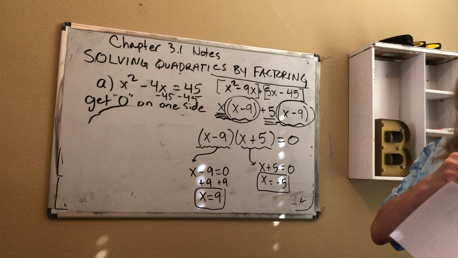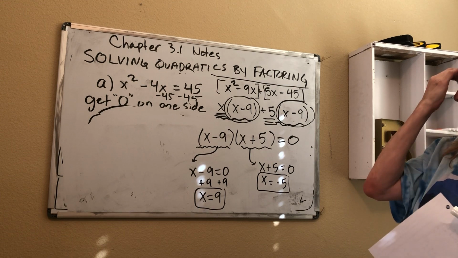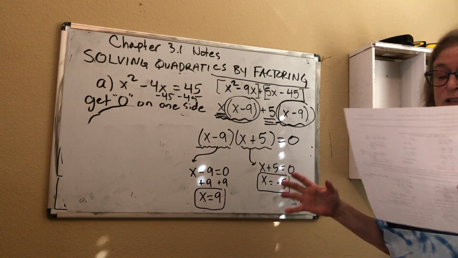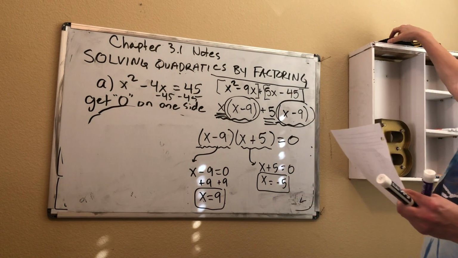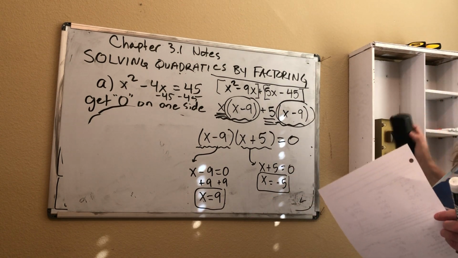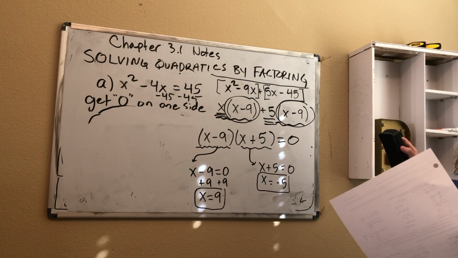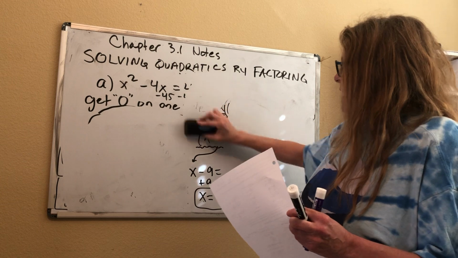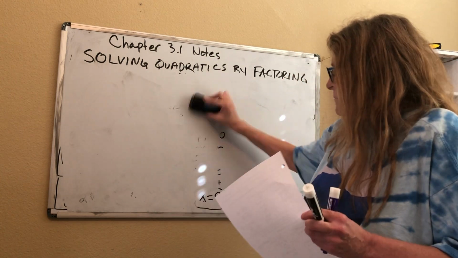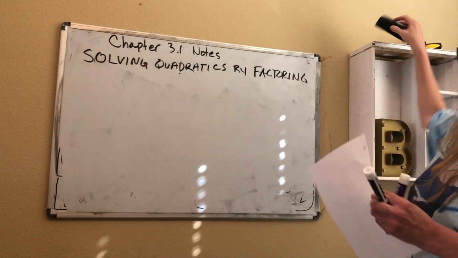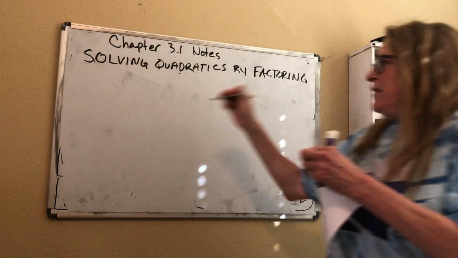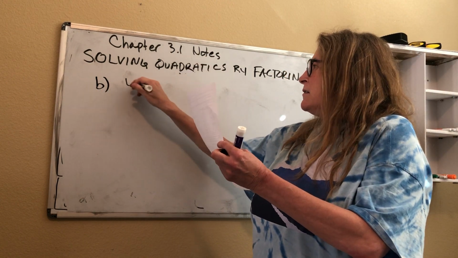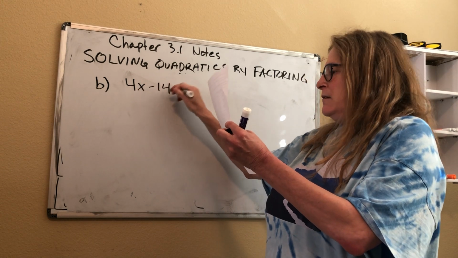So those are our two solutions to that problem. Okay, guys, so we're going to do one more of these just so you can get in the groove of doing some factoring, because this is a very important skill to have. Okay, here's problem B. All right, now getting one side to be 0 is going to be a little bit more of a drag on this one.